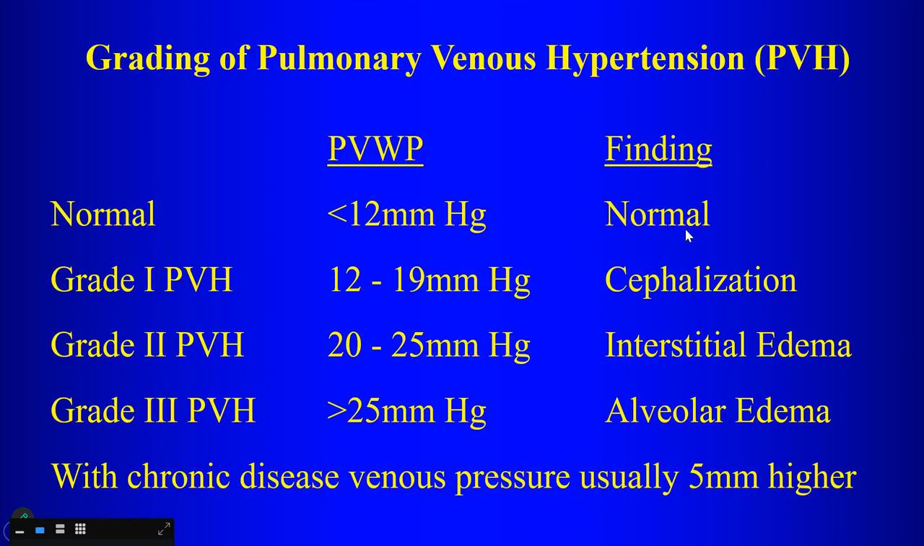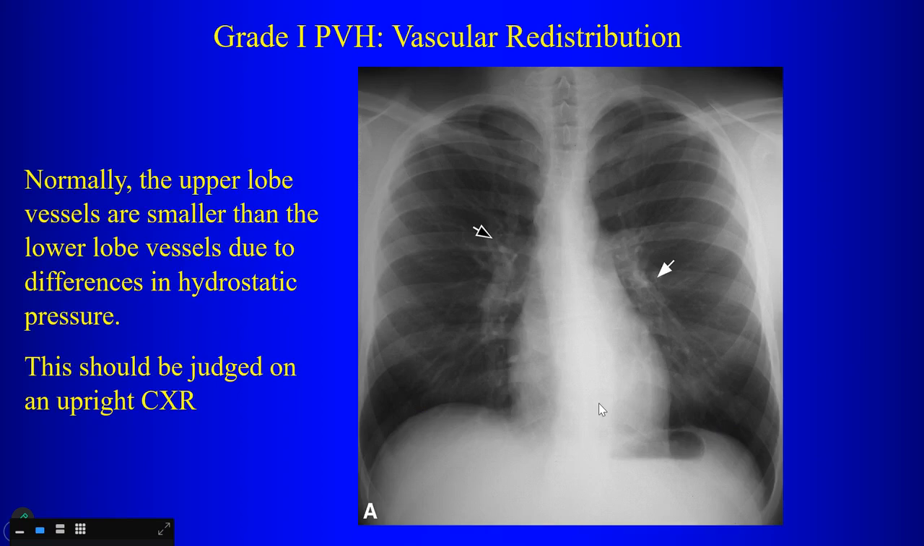You do have to be familiar with these numbers in terms of correlating the pulmonary venous wedge pressure with the findings on the chest radiograph. Normal is less than 12. Grade 1, pulmonary venous hypertension, 12 to 19, is associated with cephalization. Grade 2, 20 to 25, gives you interstitial edema, and grade 3, when it's greater than 25, then we have fluid in the air spaces, and that gives you alveolar edema.